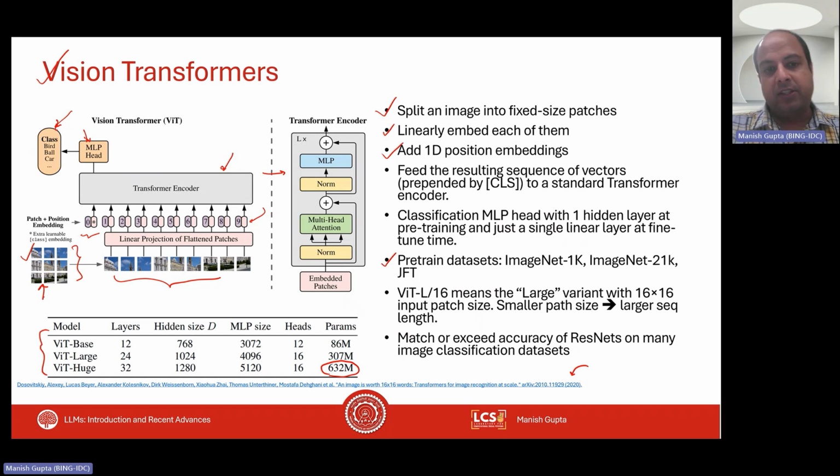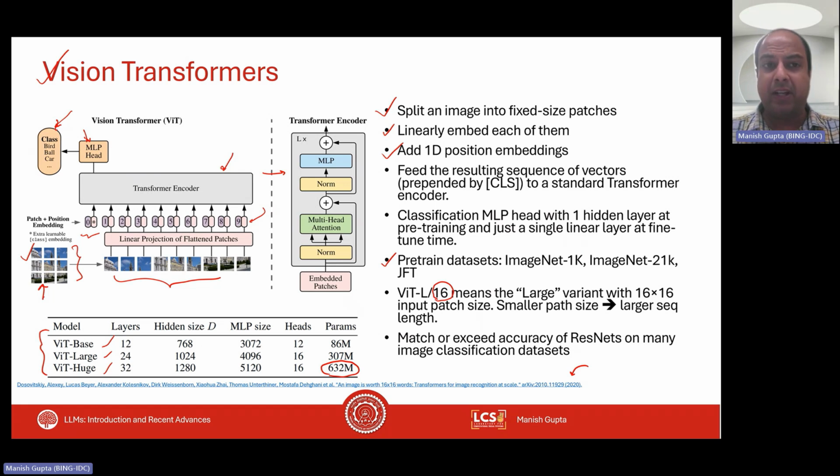Right. See, these models basically differ in terms of not just the base, large, and huge sizes, but they also differ in terms of the patch sizes that they take as input. So, for example, ViT L/16 basically takes a 16 cross 16 input patch size. Right. So, of course, smaller patch size would mean larger sequence length, but there is basically a trade-off, because larger sequence length would mean higher latency, and so on. But it could also mean higher accuracy in that sense.